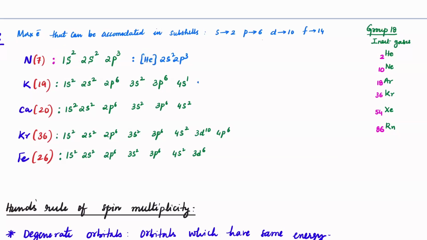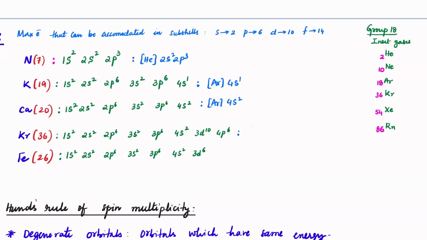Similarly, in this case, 19 is pretty close to 18. That is the lowest number which you can think of. So here we can simply write it as argon 4s1. That's it. Because up to 3p6, it is covered as argon. So here also we can write it as argon 4s2. And next here 36. 36 is exactly krypton. So now you could do it in both ways.